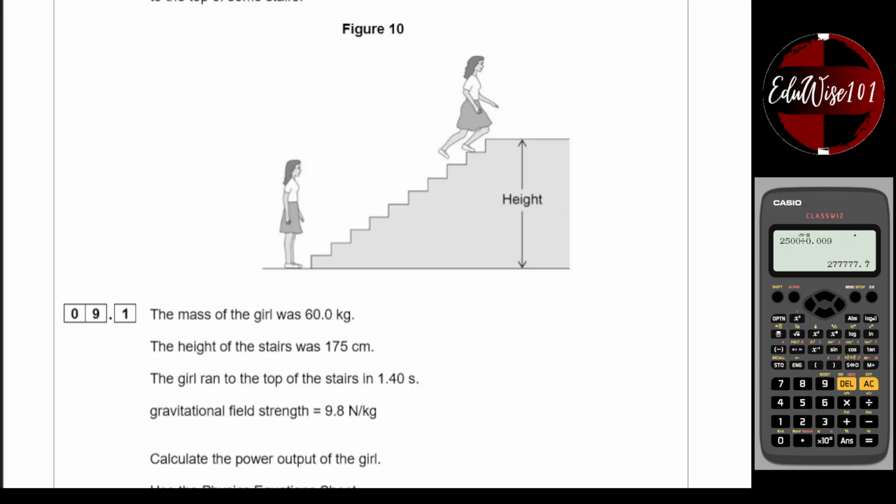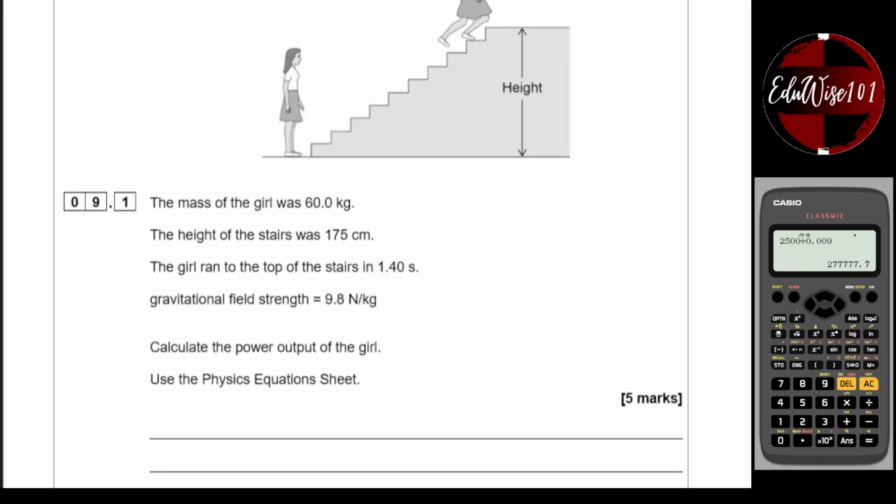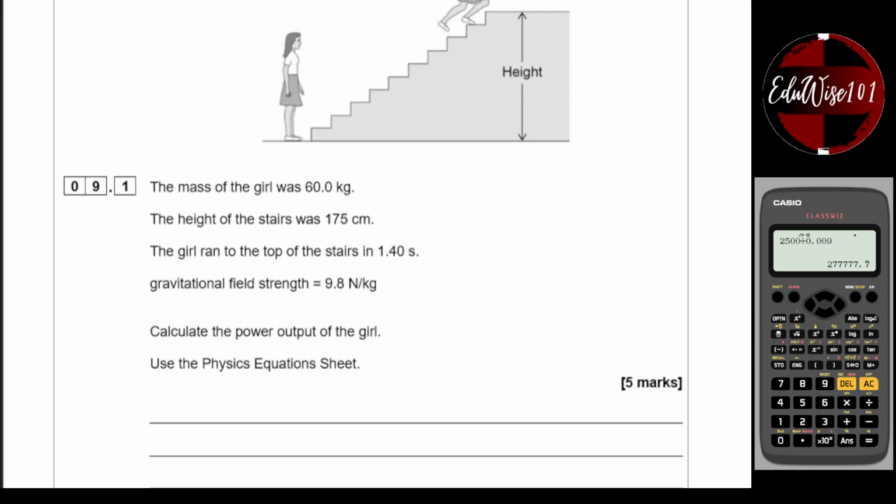Use the equation sheet. So it's a 5-mark question, which means you would definitely have to use at least 2 equations here. If you need to calculate the power output, you need the equation power equals the energy divided by the time. Now, the mass of the girl is 60 kilograms. That's M. The height is H. This needs to be in meters. You would get a mark for converting that.